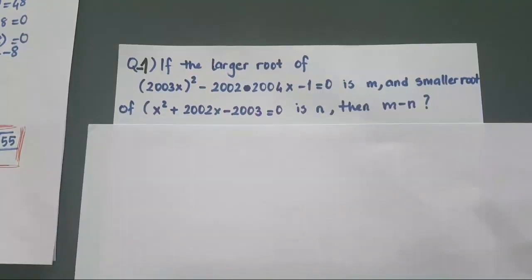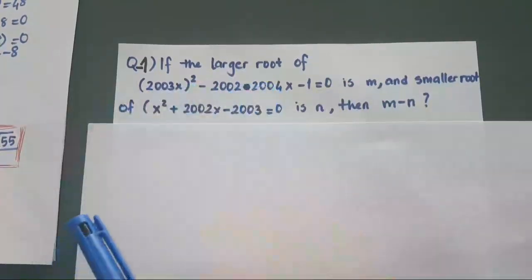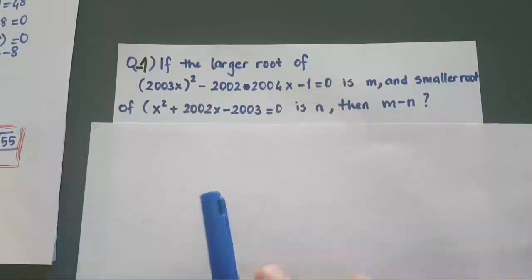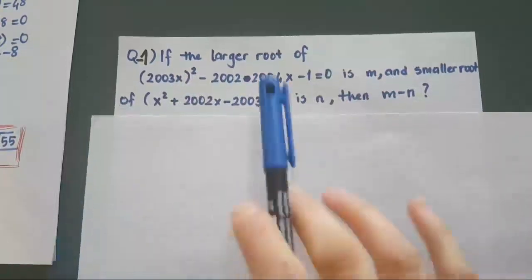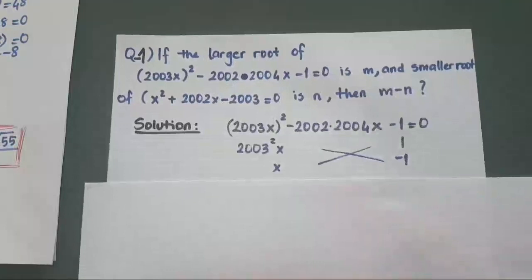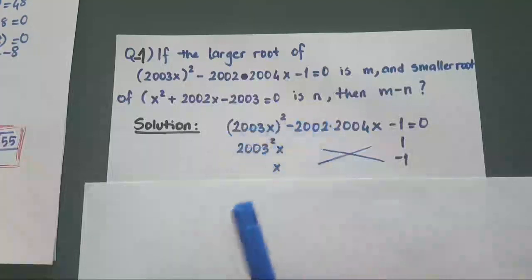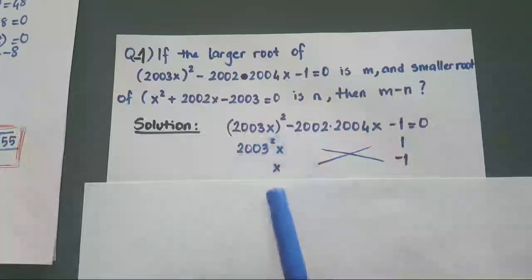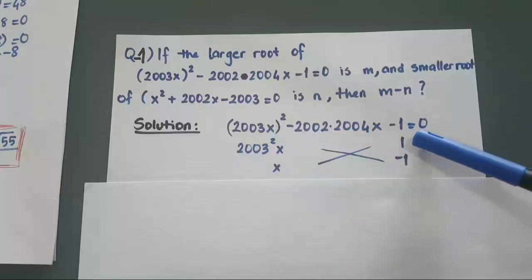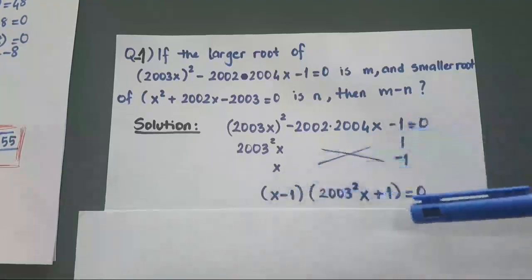Of course, it can be solved by the quadratic formula, but 2003 to the power of 2 and 2002, 2004, these are really big numbers. So what to do? I will factorize the first equation. Let's see the equation here. 2003 x to the power of 2. Factors of this expression are 2003 squared times x and x. These are the best ones when I check. And factors of minus 1 are 1 and minus 1. So the factorization of the quadratic expression is x minus 1 times 2003 squared x plus 1.